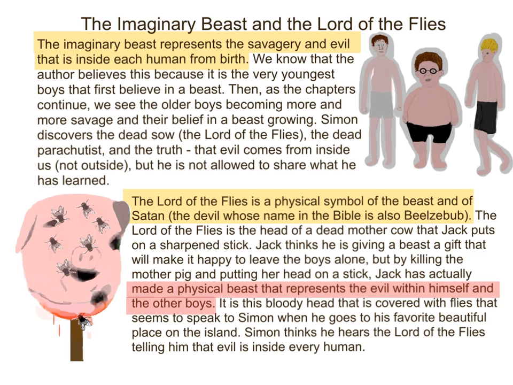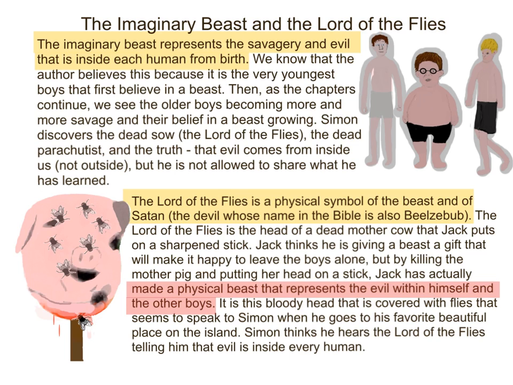The imaginary beast and the Lord of the Flies. The imaginary beast represents the savagery and evil that is inside each human from birth. We know that the author believes this because it is the very youngest boys that first believe in a beast. Then, as the chapters continue, we see the older boys becoming more and more savage and their belief in a beast growing. Simon discovers the dead sow, the Lord of the Flies, the dead parachutist, and the truth, that evil comes from inside us, not outside, but he is not allowed to share what he has learned.